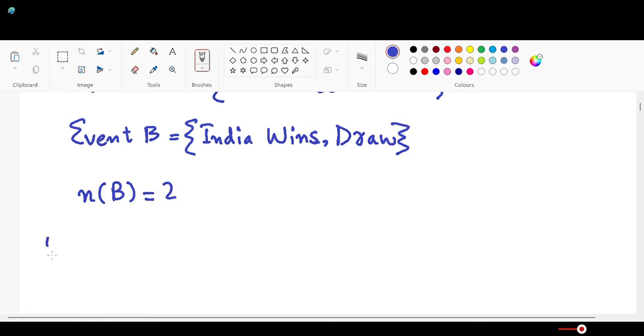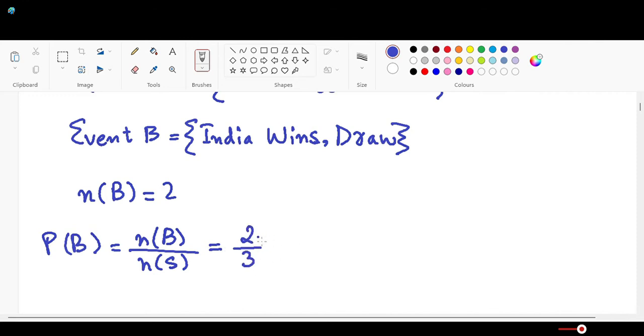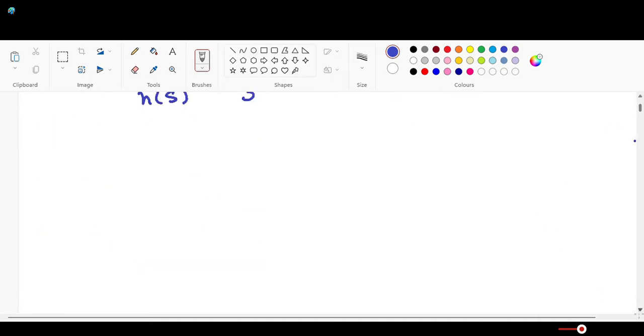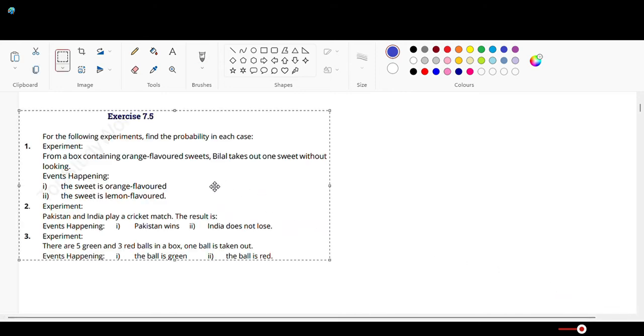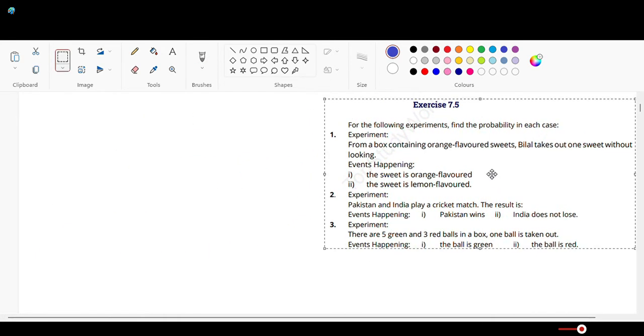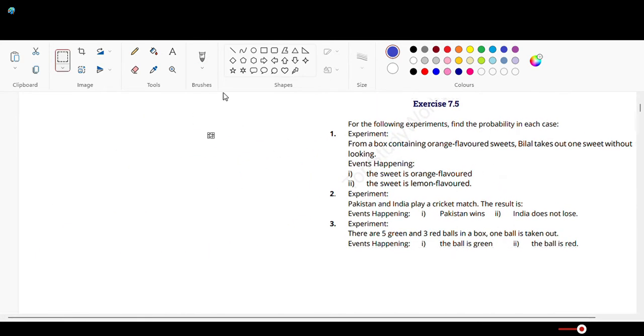To find P of, oops, I almost wrote A. To find P of B, we need to divide the number of elements in B by the number of elements in the sample space. So that is 2 over 3. So P of B is 2 over 3. And that's our second question done. Now let's move on to the third question.